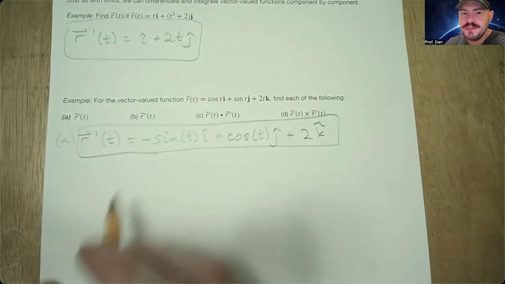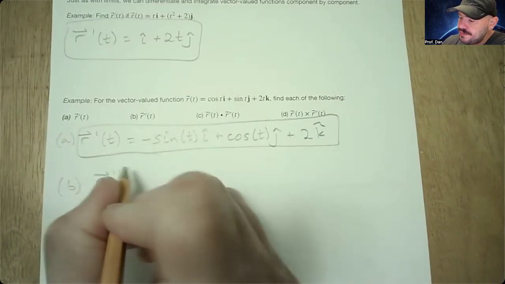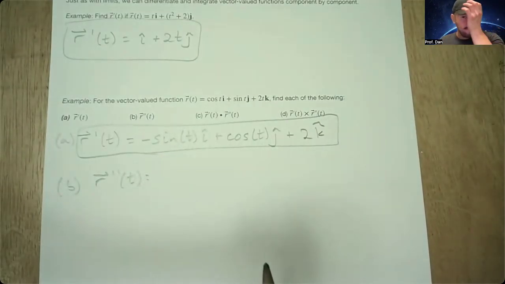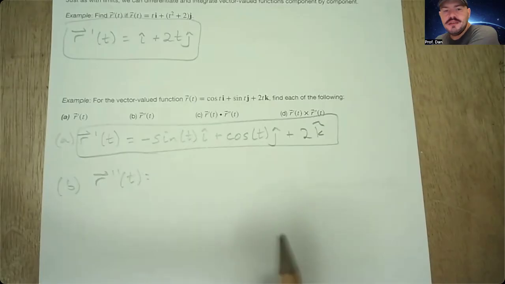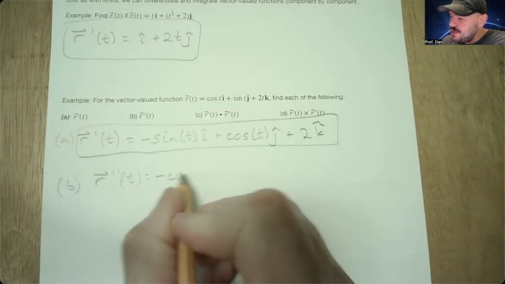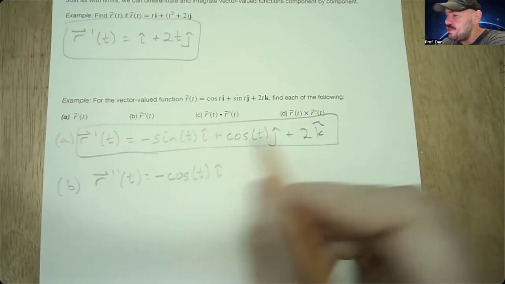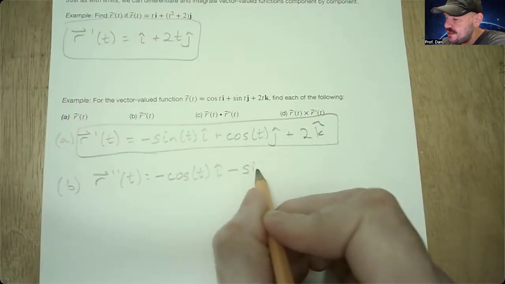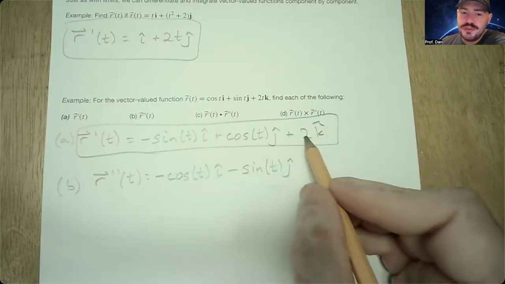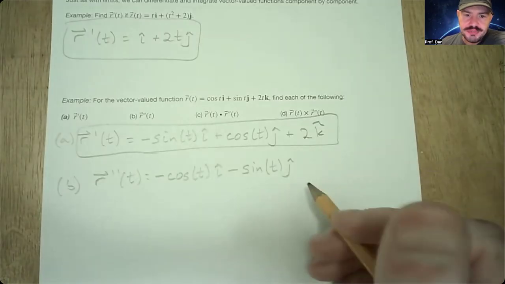That's part A. Now for part B, we want to find the second derivative, which we can do in the exact same way. So derivative of negative sine of t, we would get negative cosine of t. That will be my i component. Derivative of cosine t, we get negative sine of t. That's my j component. And derivative of 2 is 0. So my k component would be 0k, which I'm not going to write.